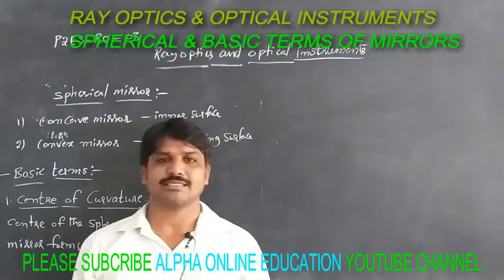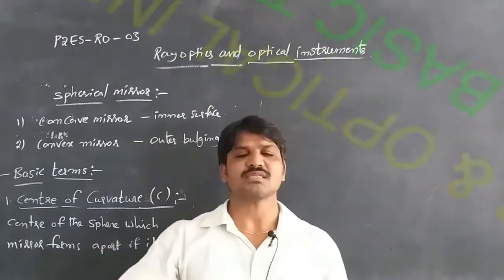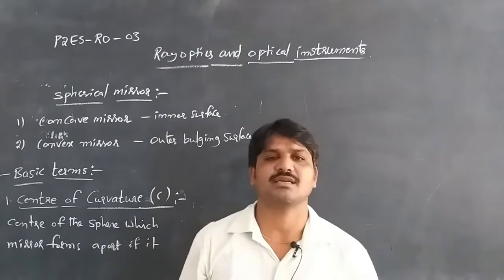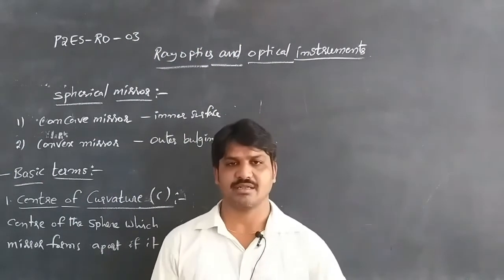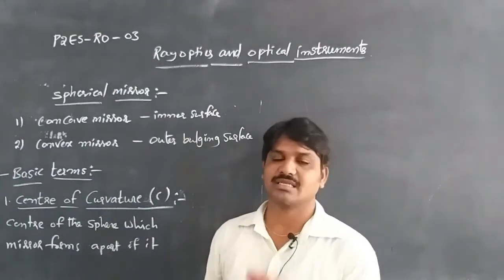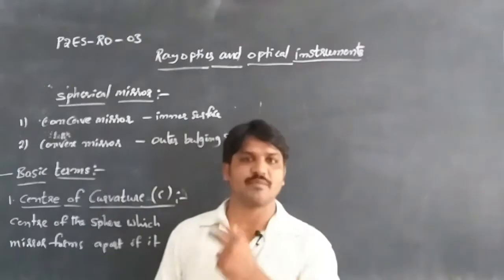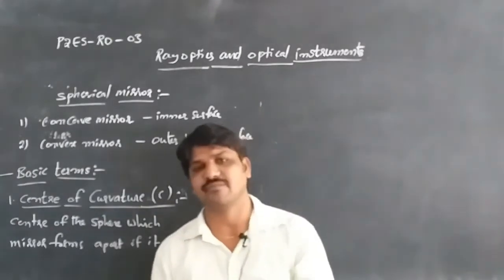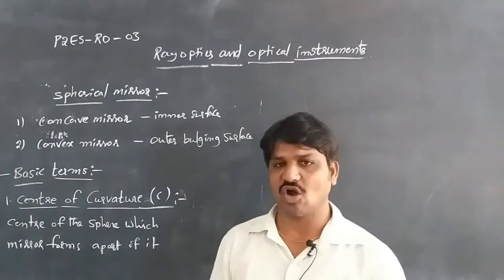Reflection takes place in the spherical mirrors. Spherical mirrors means a mirror that is polished and has the shape of a sphere. And in spherical mirrors, there are two types of mirrors. The first one is the concave mirror and the second one is the convex mirror.